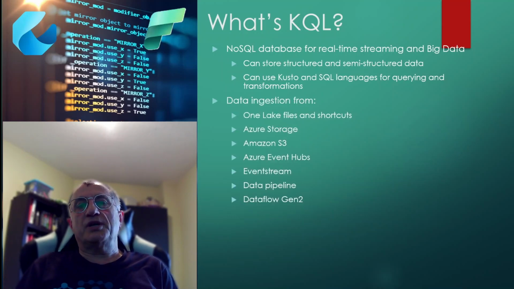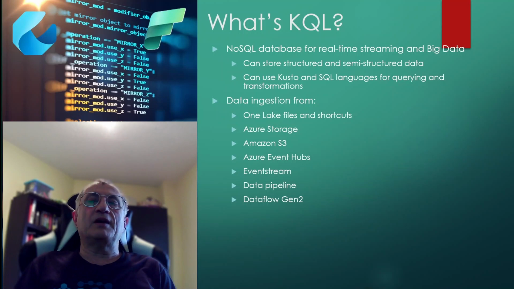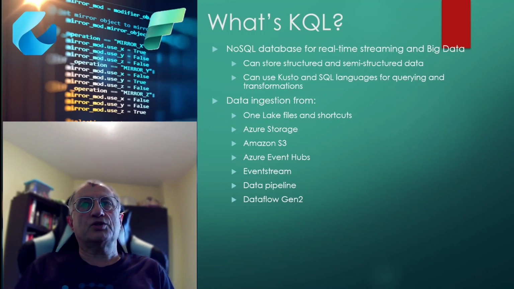There are multiple ways to ingest data into KQL database. First, and probably the easiest way, is to use OneLake shortcuts to refer to OneLake tables, so Lakehouse tables. You don't even need to copy the data because you can simply refer to them using shortcuts as if they are sitting locally. Then you can create one-time pipelines using UI from KQL. You can also create one-time pipelines to ingest data from Azure Storage and Amazon S3 storage.